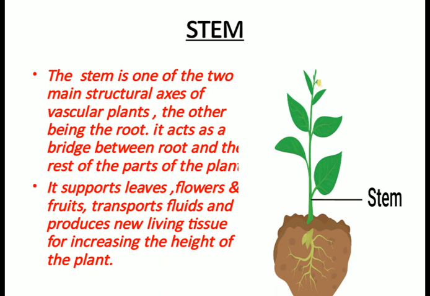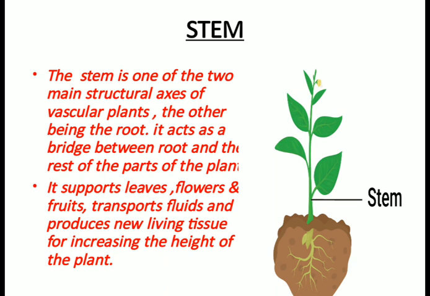The stem supports leaves, fruits, flowers, and it transports fluids and produces new living tissue for increasing the height of the plant. That is, it possesses the meristematic tissue which is present as an apical meristem at the tip of the stem, and also in between as the intercalary meristem, which causes the increase in the height of the plant.